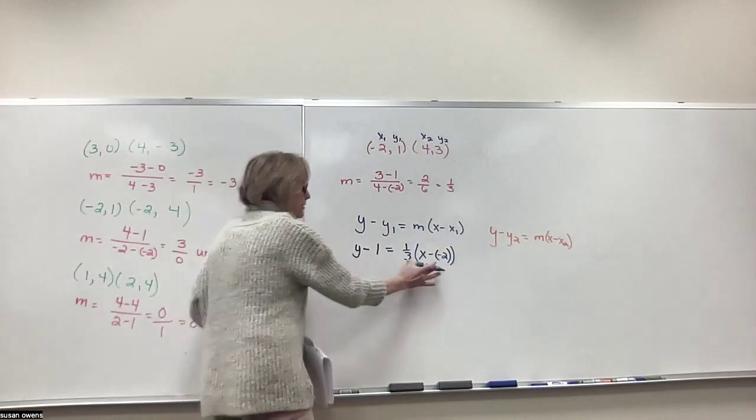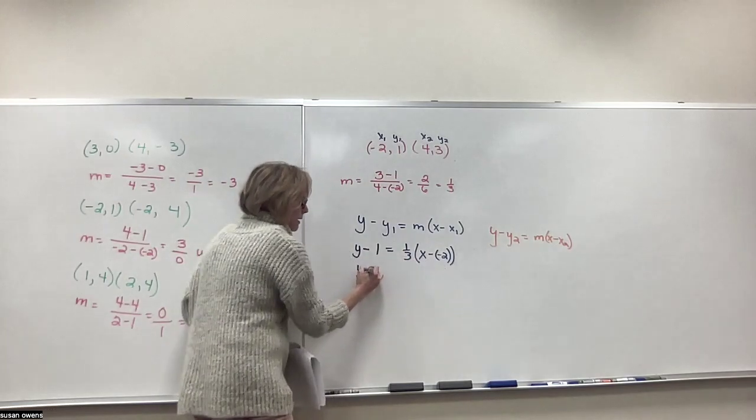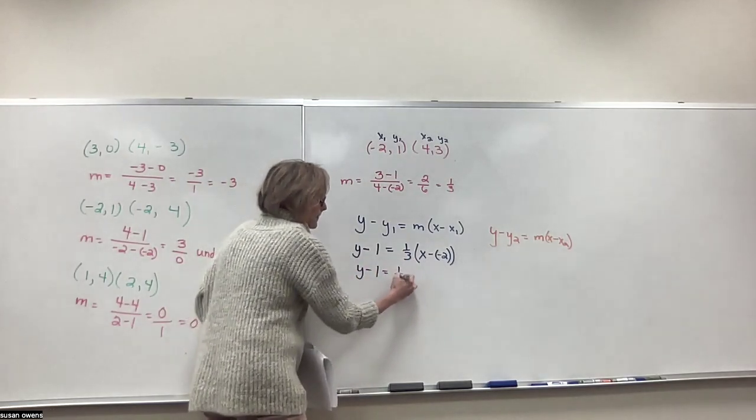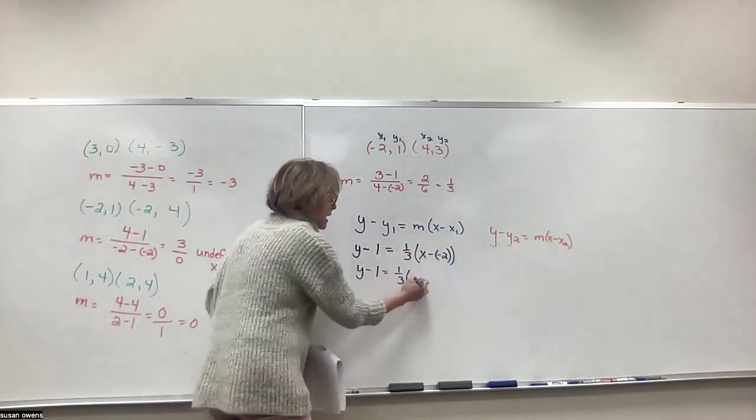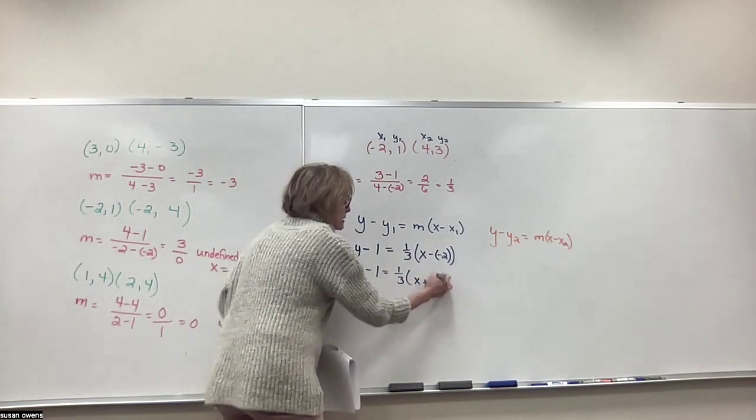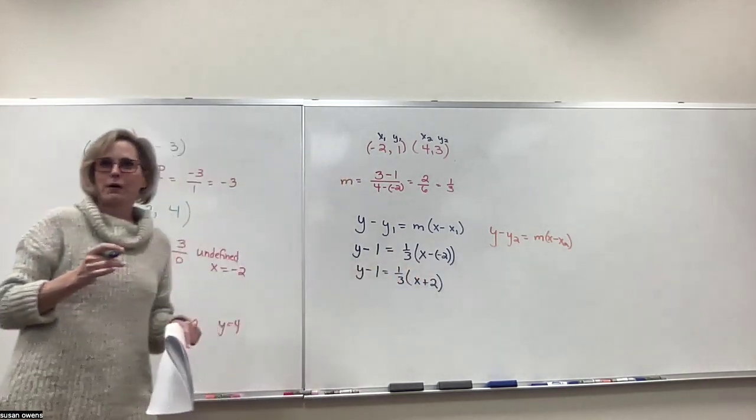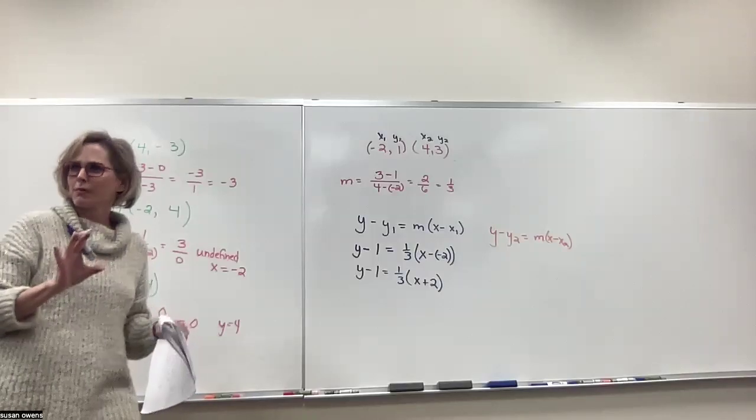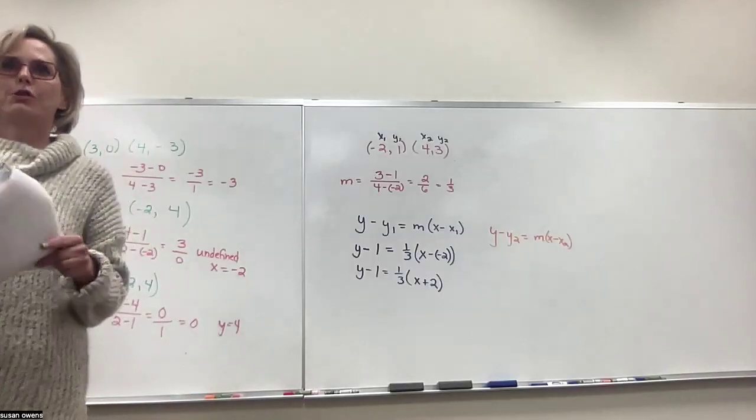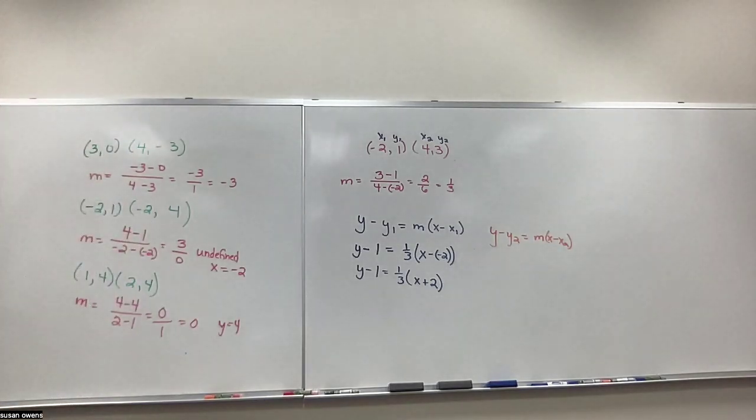Now, I'm going to simplify this a little bit. So y minus 1 equals 1/3 times. I'm going to go ahead and change that minus negative to a plus. x plus 2. And I'm going to take this to slope-intercept form. Now, some of you guys, if you did algebra 2 or pre-calculus, when you did that, you may have started off using y equals mx plus b. If that's what you're used to, you surely can still do that. You're gonna get to the same answer.